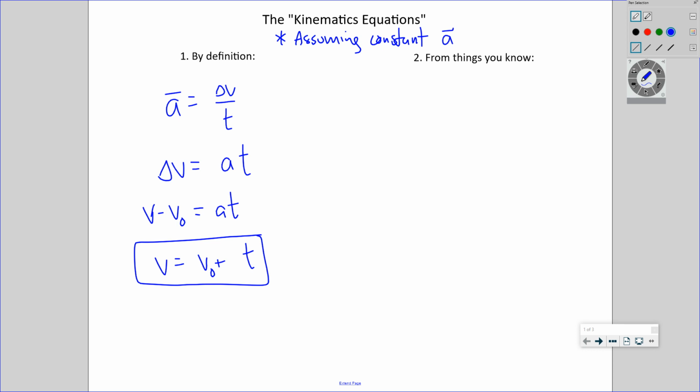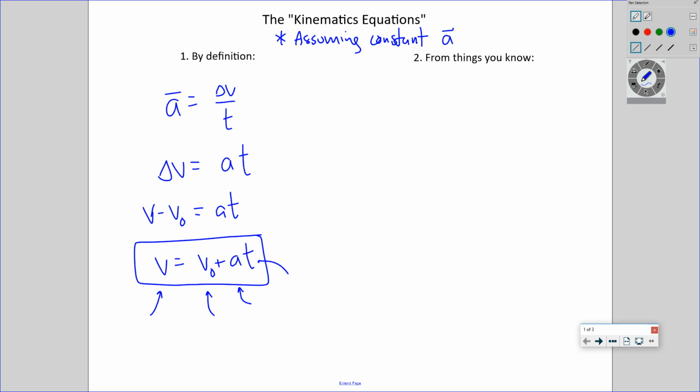And what we can say is, if you want to know something's velocity at some instant, you have to know the velocity that it started at, and what rate of change the velocity had, and for how long the velocity changed. Fair enough? Okay, there it is.